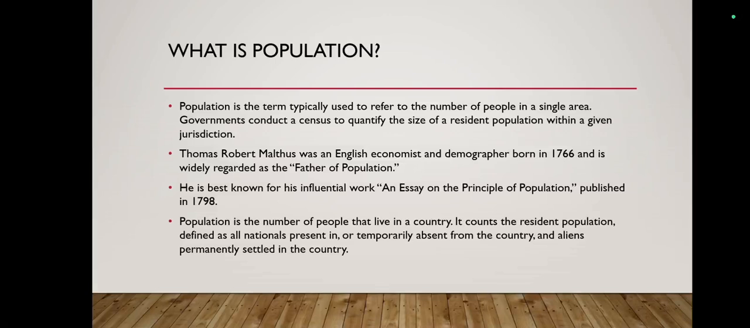Thomas Robert Malthus, who was an English economist and demographer born in 1766, was widely regarded as the father of population. He was best known for his influential work, An Essay on the Principle of Population, published in 1798. Population is the number of people that live in a country. It counts the resident population, defined as all nationals present in or temporarily absent from the country and aliens permanently settled in the country.